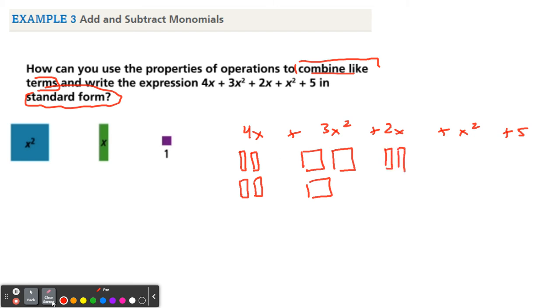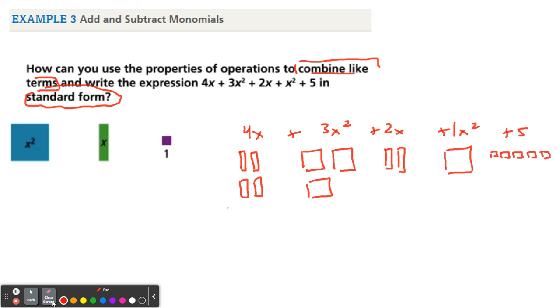1, 2. This x squared, there's a 1 here. That means 1 of these blue x squareds. And then this 5 is going to be 5 little squares, right? Little ones. So 1, 2, 3, 4, 5. So if you look here, we can visually combine like terms by just combining the different algebra tiles.